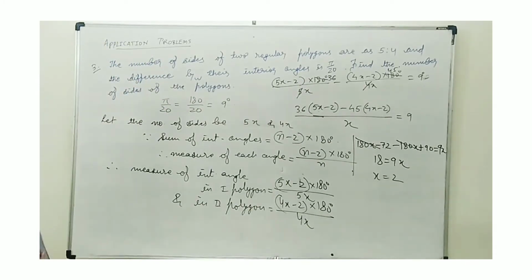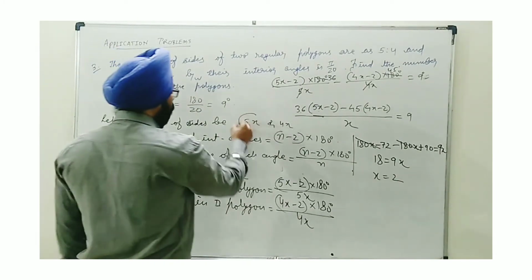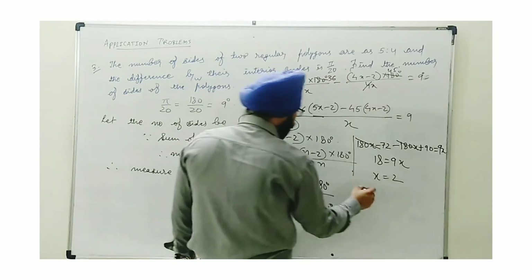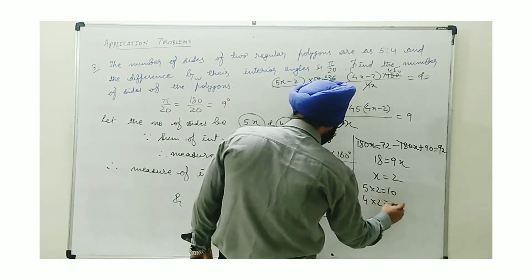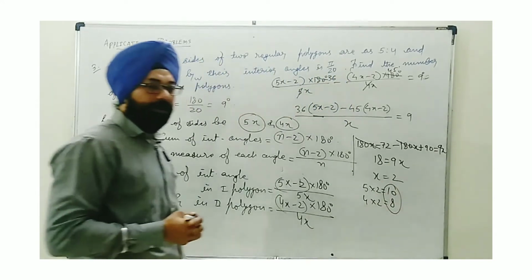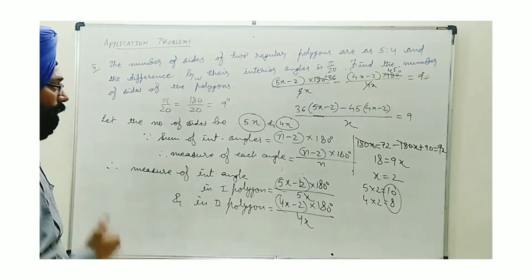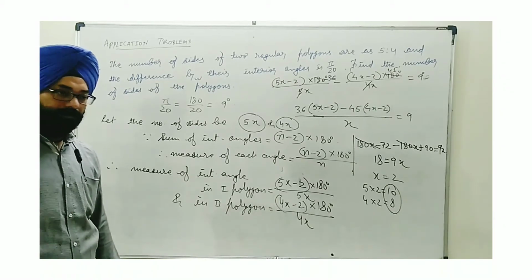As soon as we get x equal to 2, we know that the number of sides are 5x and 4x. Therefore, the required number of sides will be 5 into 2 and 4 into 2, meaning 10 and 8. This is the required number of sides in the polygons. I hope you have understood. Now we will take the next question.